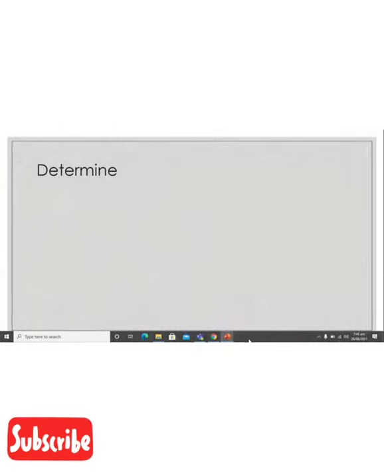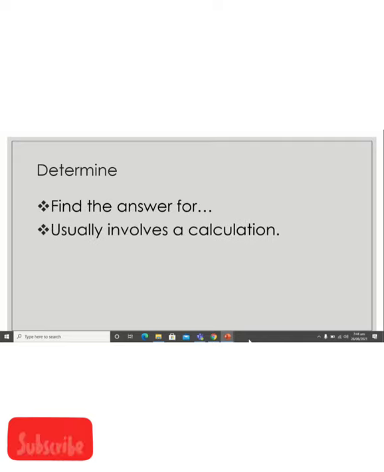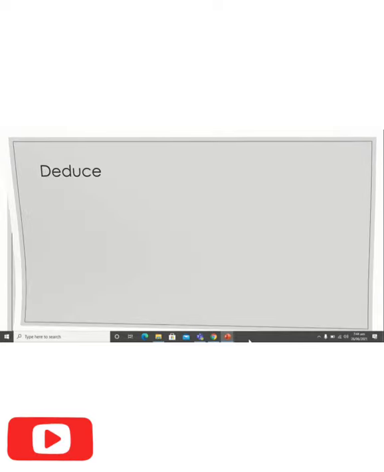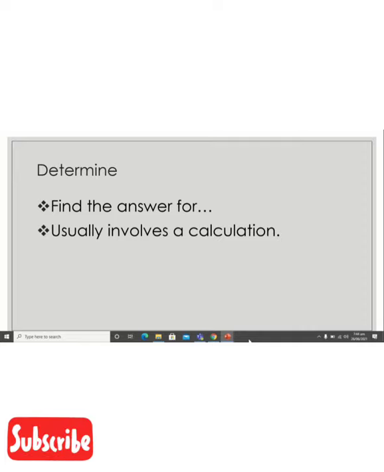All right, determine. Now, this usually has to do with finding the answer for something, and it usually has to do with calculations. Used a lot in chemistry. Determine the mass concentration, determine the molarity, determine the current passed through the electrolyte. In physics, determine the force or the pressure, something like that. Usually has to do with a calculation, generally speaking. So once you're asked to determine something, you're usually asked to calculate something.